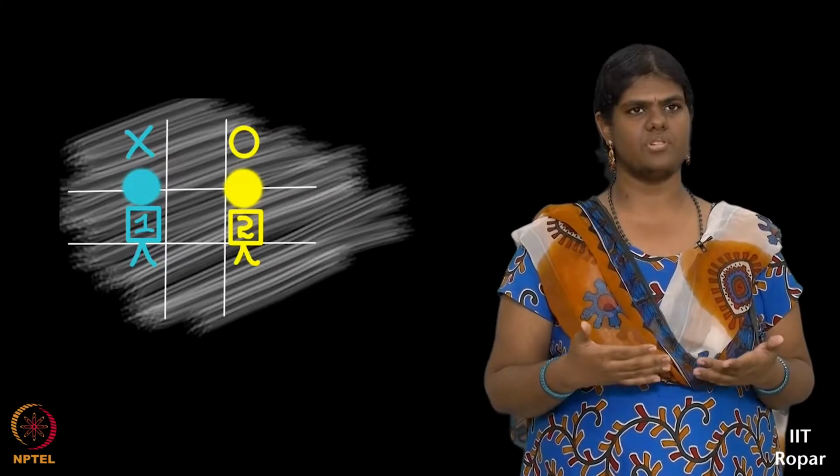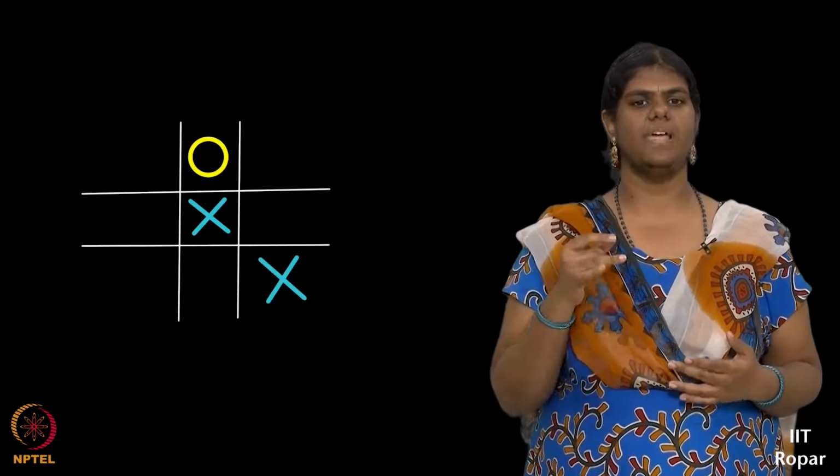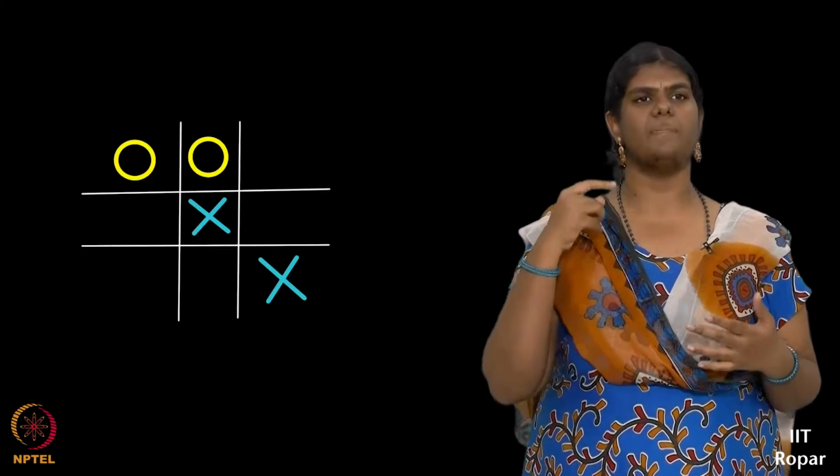There are 2 players involved in this game. Each player is given a symbol. One is given a symbol X, one is given a symbol O. They are supposed to alternate their turns. During their turn, the player is expected to occupy a vacant slot in the board.